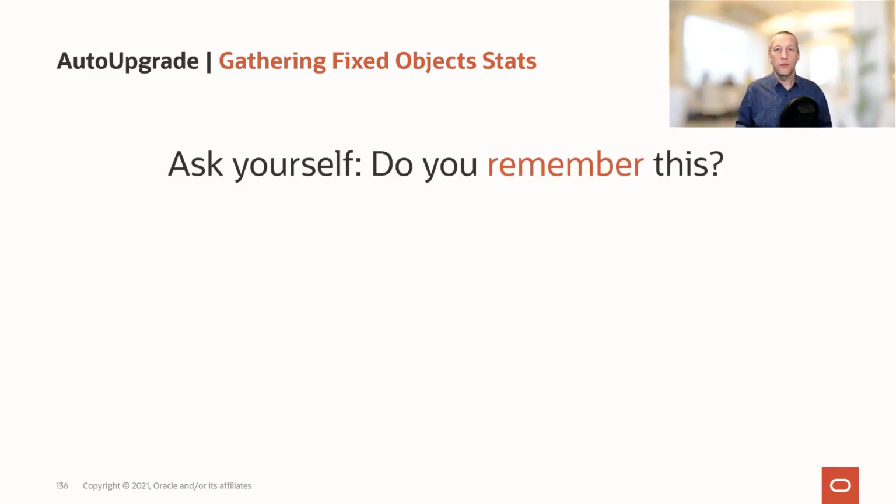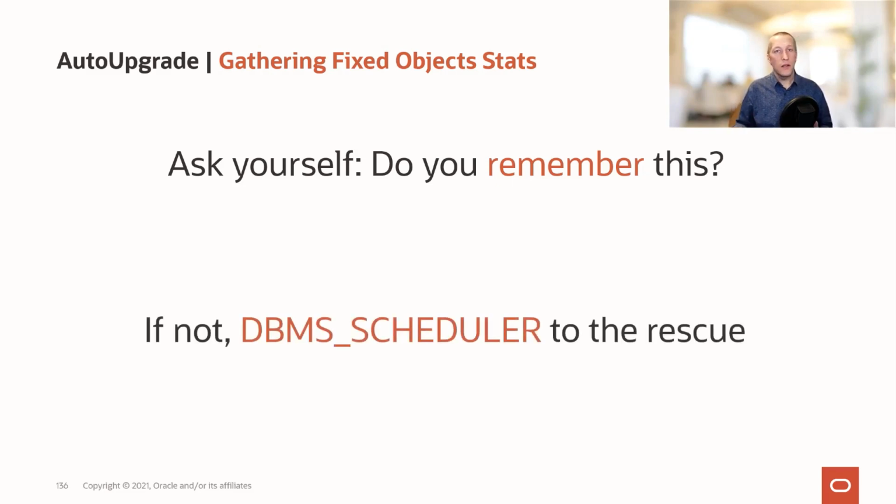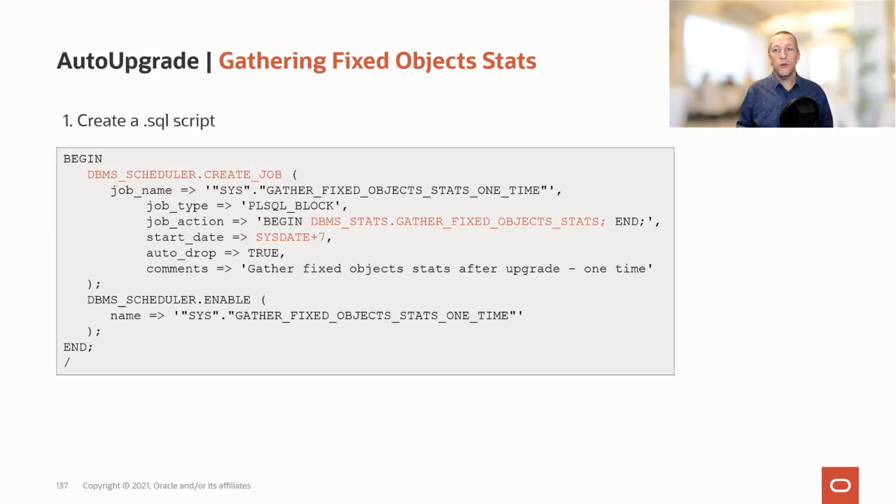Now ask yourself, do you always remember this? Do you go back to your databases after a few days to gather fixed object statistics? Well, if not, DBMS_SCHEDULER to the rescue. What I would recommend is that you create a SQL script, which creates a scheduler job that runs fixed object statistics in 7 days.